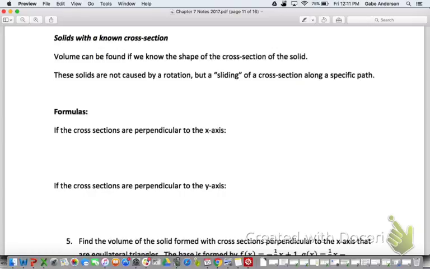As I've noted here in your note packet, these solids are not caused by rotation, but a sliding or an accumulation of cross-sections along a specific path. I want to point something out. With all of our volumes by rotation, all of them involved pi, didn't they? And it's because of the rotation. Pi r squared is basically a circle, turning into a little disk, and you add it all up. So that's why pi was involved in all of those, because of the rotation. Now with these, pi won't be involved with all of them. It's possible it could be, but I'd say the vast majority of them, no pi's, because there's no rotation.